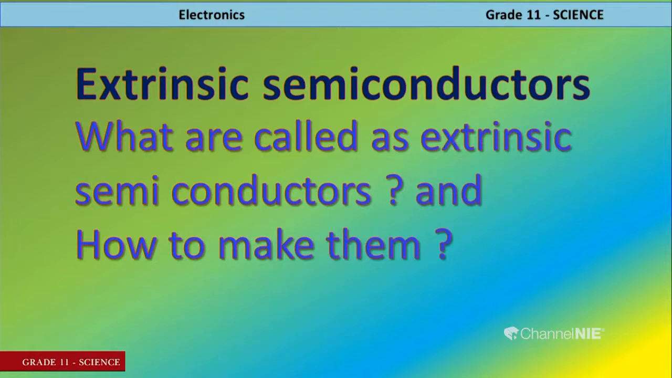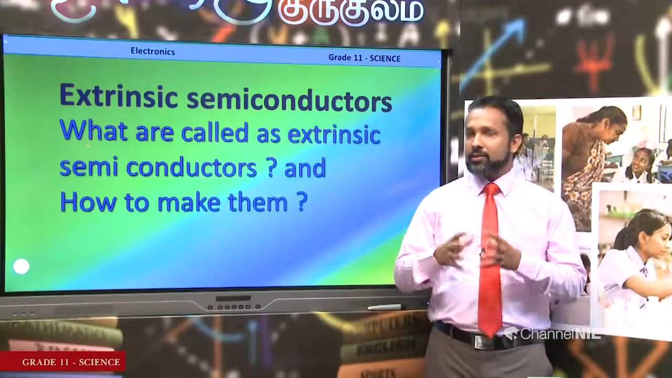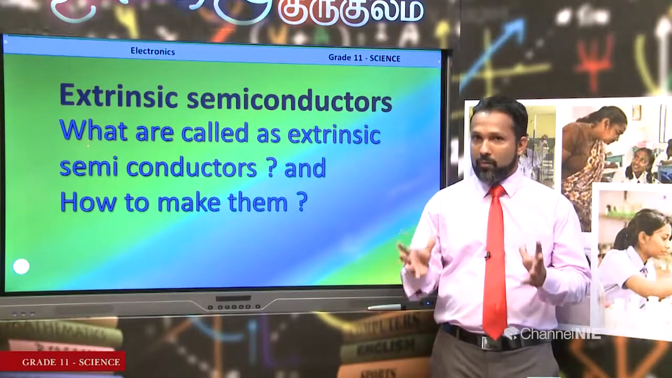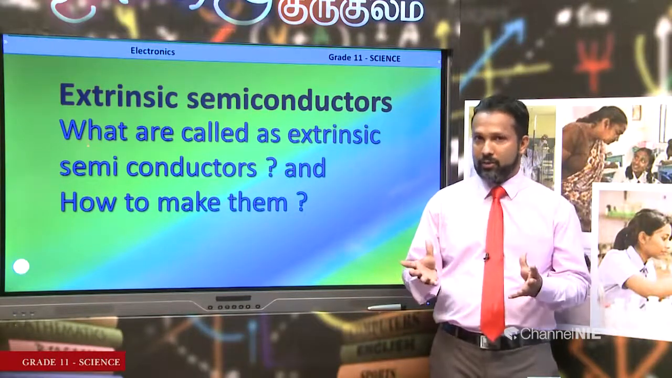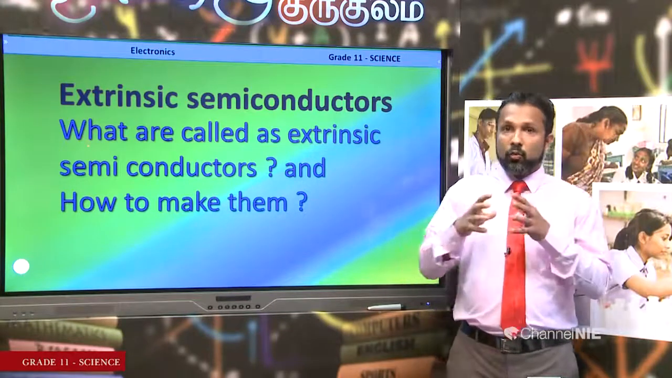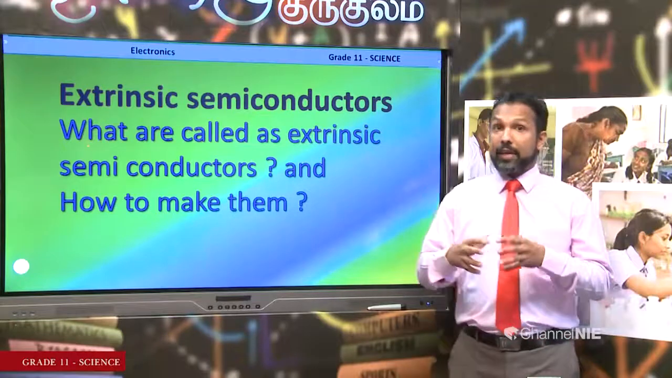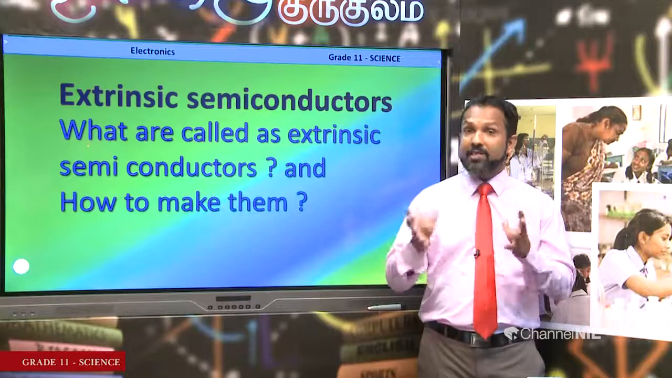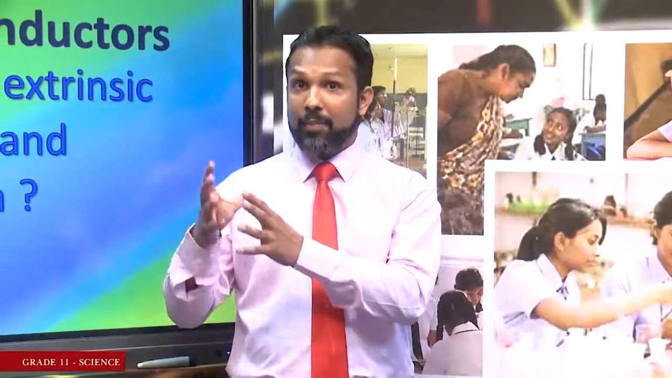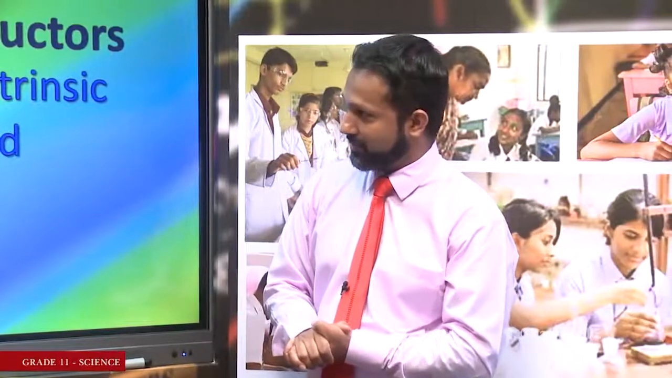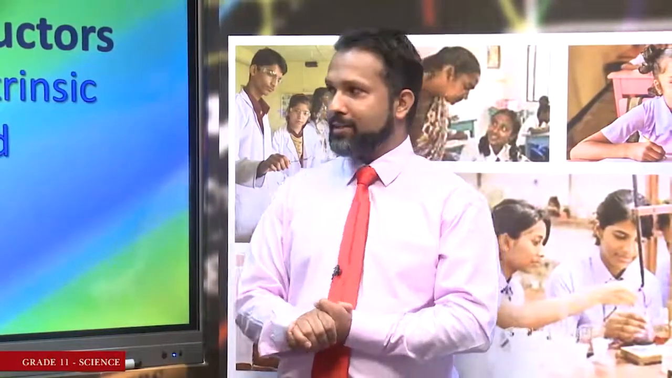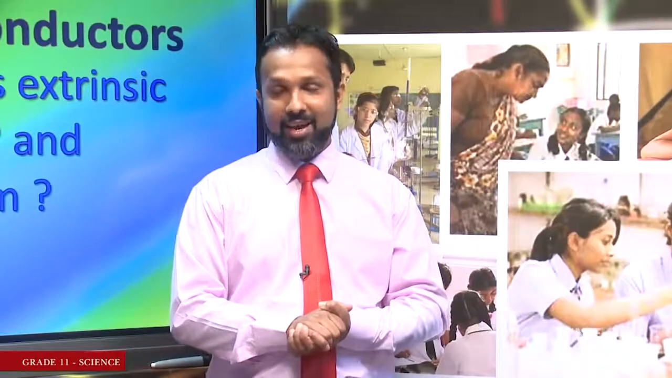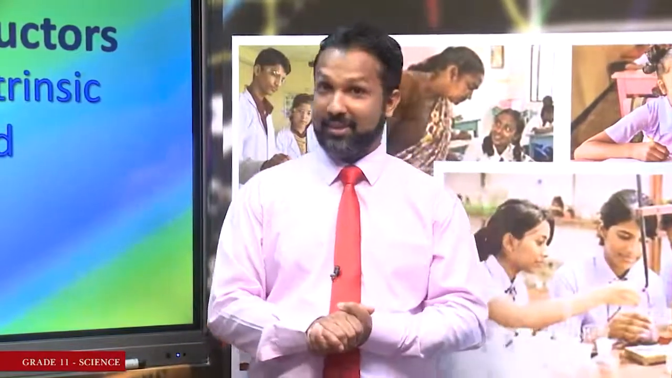Let's move to the extrinsic semiconductors. My dear children, as I told you earlier, intrinsic semiconductors consist of only a very small amount of free electrons and holes. So, scientists did various experiments and they discovered how to increase the conductivity of intrinsic semiconductors. Then they made extrinsic semiconductors. What are extrinsic semiconductors and how to make them? Let's learn.